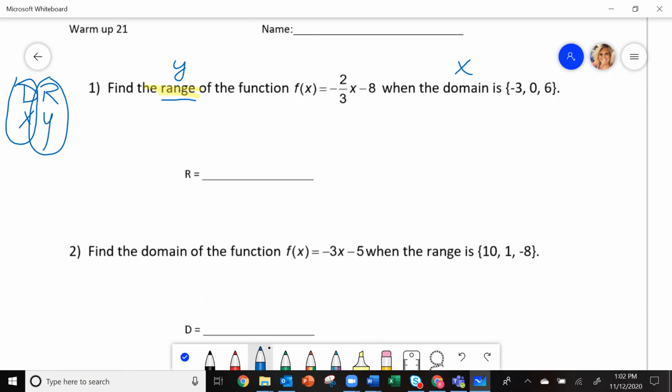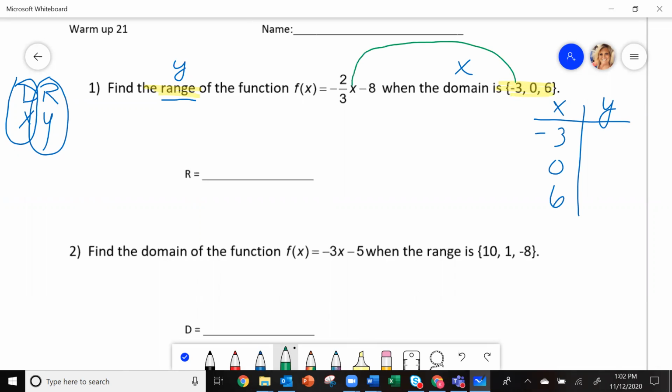So what I would go and do is make a table. It is giving me my X values right here. So I'm going to put those in, -3, 0, and 6. I need to find my Y values. That means that you're going to take these numbers and you're going to plug them in here for X. So I'm going to have f of X is the same as Y equals -2/3 x minus 8. Instead of X, you're going to put the numbers that are over here.